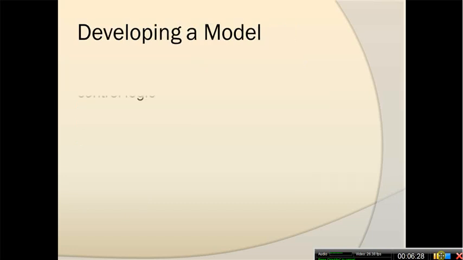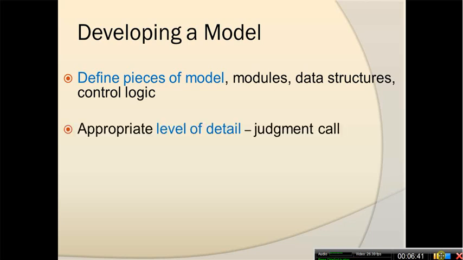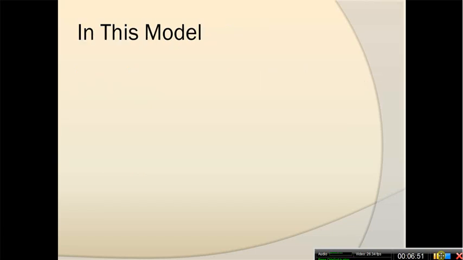So we will start developing the model. In order to start developing the model, we need to define the pieces of the model, such as modules, data structures, and control logic. We also need to include an appropriate level of detail, and that's a judgment call of the modeler. And often there are multiple ways to model or represent logic.